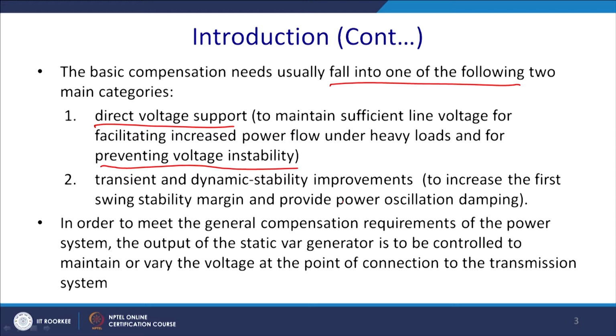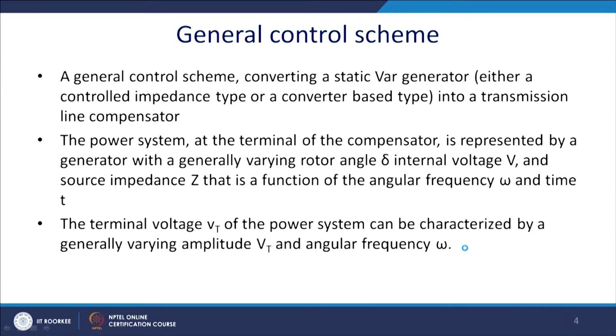So, in order to meet these two demands, the general compensation requirements of the power system, the output of the static Var generator is required to be controlled to maintain or vary the voltage at the point of connection of the transmission line. This is one of the desired features of the SVC.